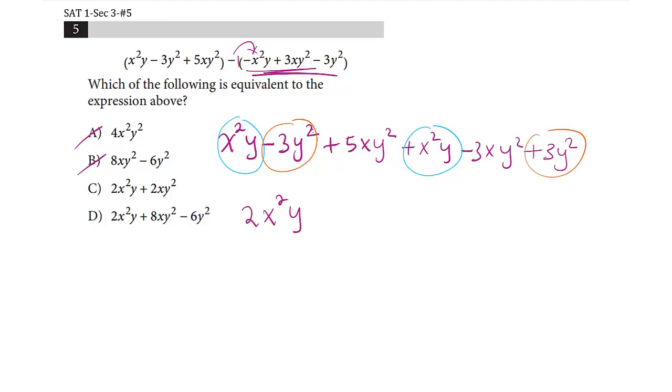Next thing, we are going to be finding the next like term, which is negative 3y squared and the plus 3y squared, and negative 3 plus 3 will just end up canceling out. So those are gone. And last but not least, we've got 5xy squared minus 3xy squared, which ends up becoming plus 2xy to the second, which makes C our answer for this problem.